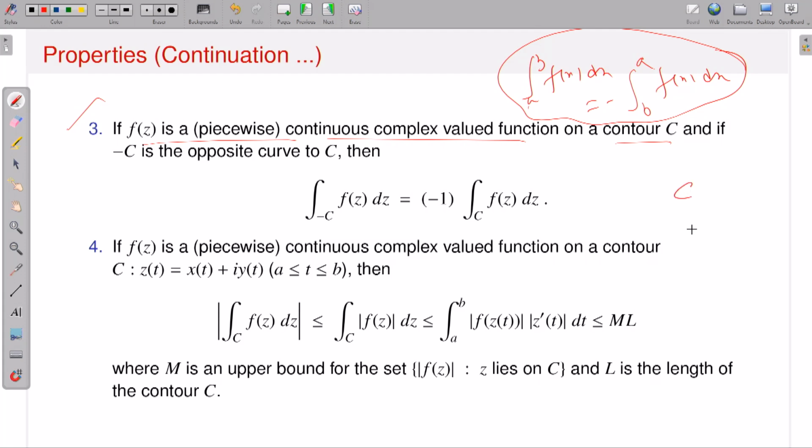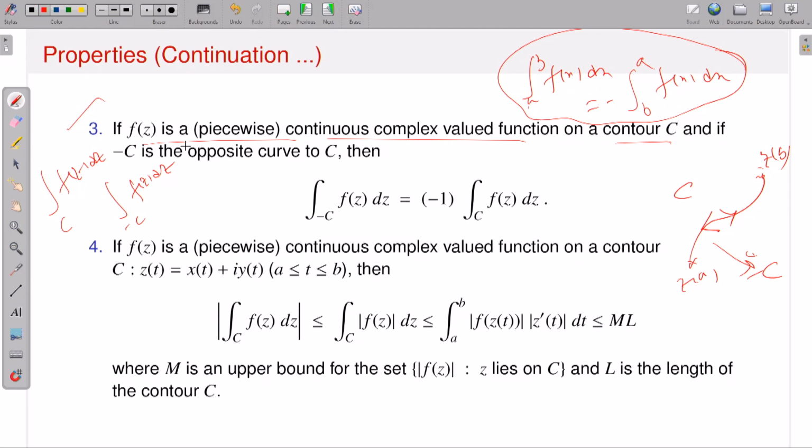Now I have a contour C, so suppose this is my contour C starting from some point ZA to ZB, and I have a parameterization, so the natural orientation is there. Now what is my minus C? It is the same set of points, but this time I am going from ZB to ZA. So this is the orientation of minus C. Now the question is, I have defined the integral over C of f(z) dz, and minus C is another contour, so the integral over minus C of f(z) dz. Is there any relation?